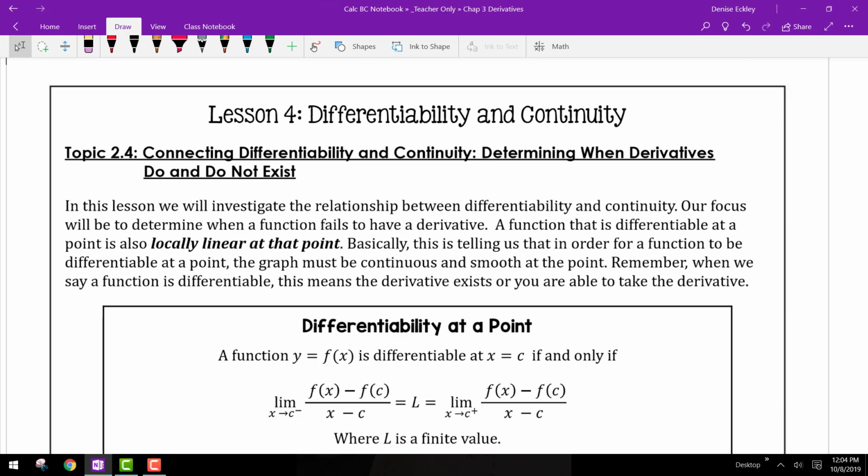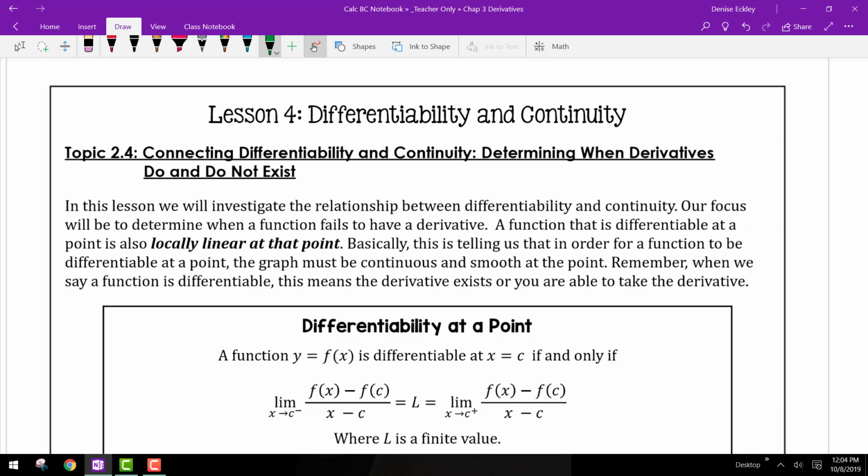This is Unit 2, Lesson 4, Differentiability and Continuity, Part 1. This lesson is about connecting the two concepts, differentiability and continuity.